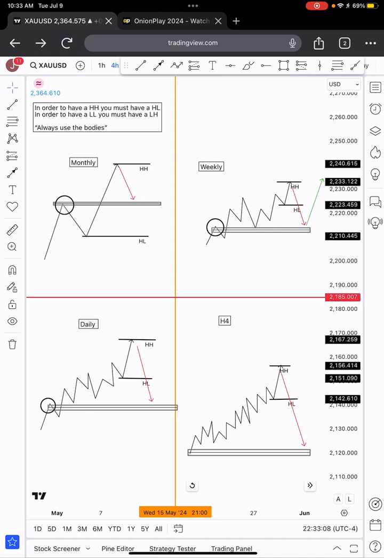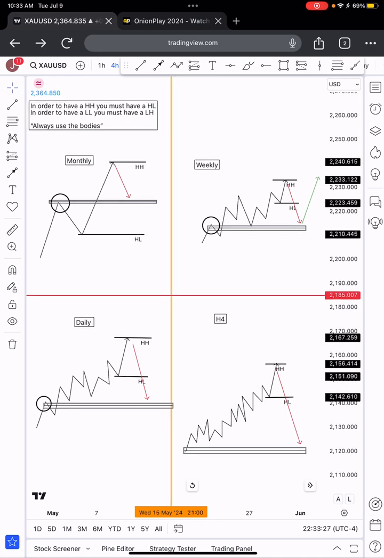So essentially what you need to understand is that in order to have a higher high, you must have a higher low. In order to have a lower low, you must have a lower high. And you always use the bodies of the candles when you're drawing structure. I'll show that to you on the chart, but first I just want to explain the difference between the time frames and understanding where you are in the move.